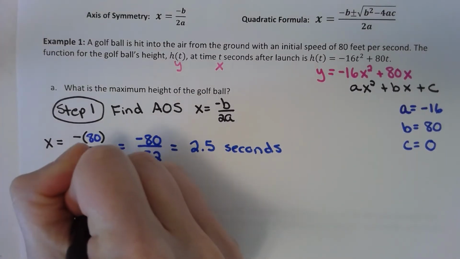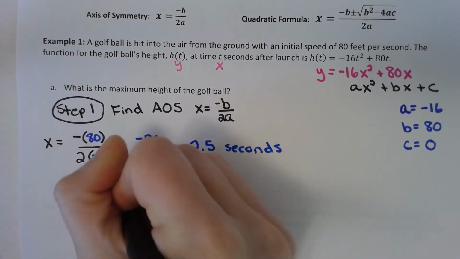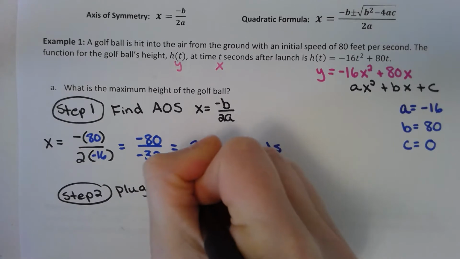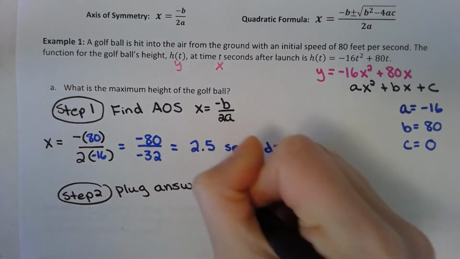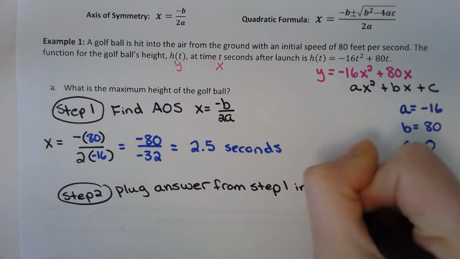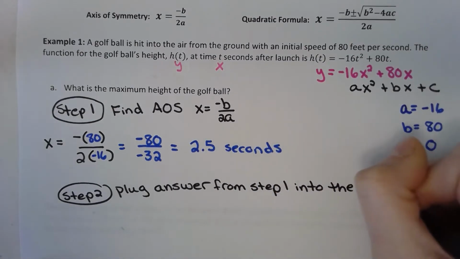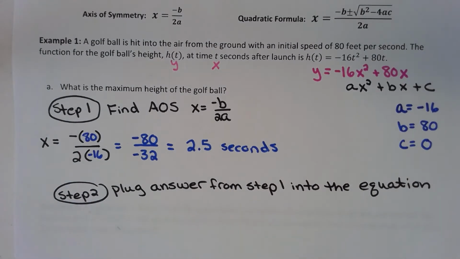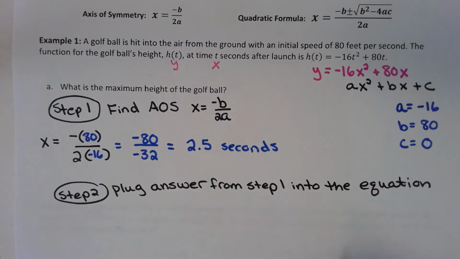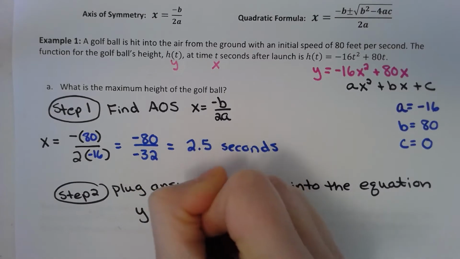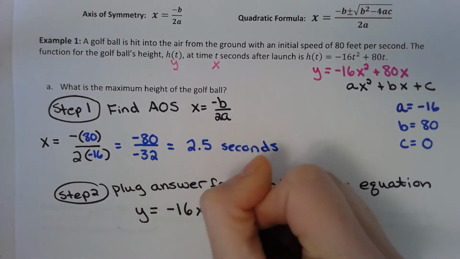So step 2. Plug your answer from step 1 into your equation. Now I'm going to use my equation as the y and the x. So I'm using y is equal to negative 16x squared plus 80x.